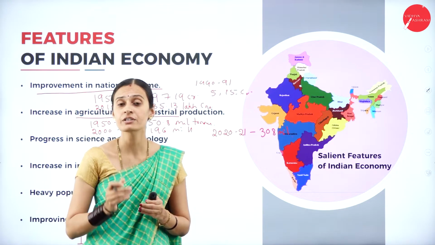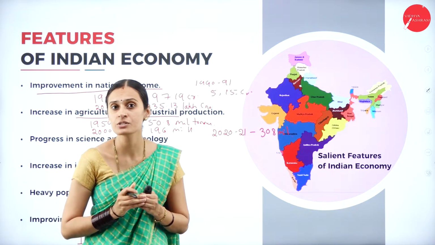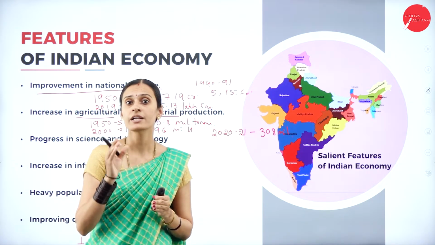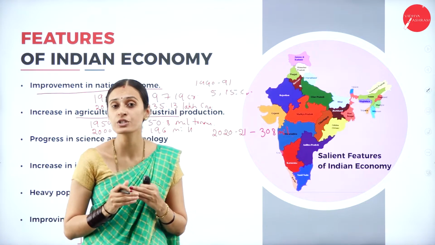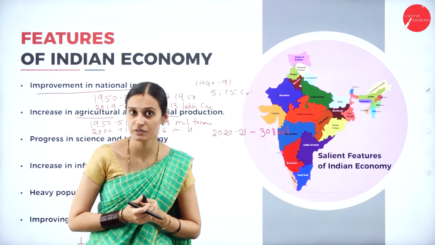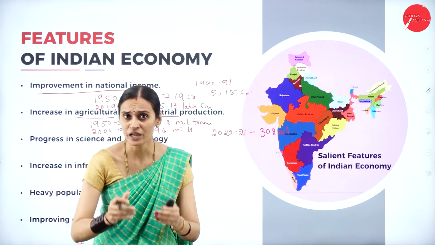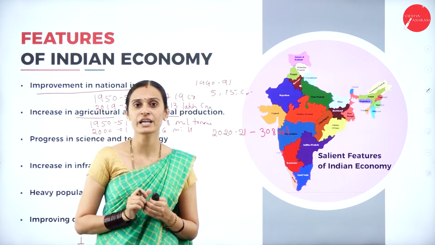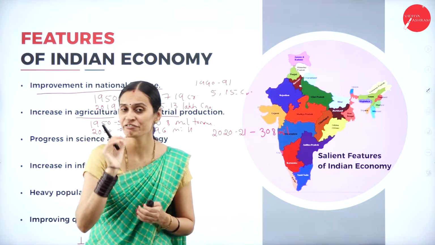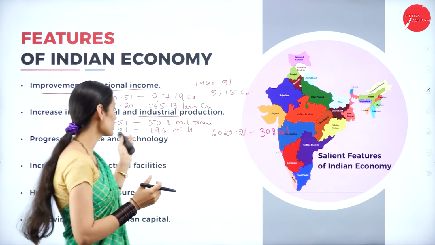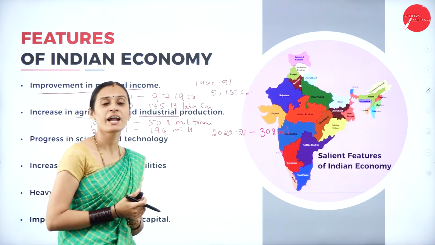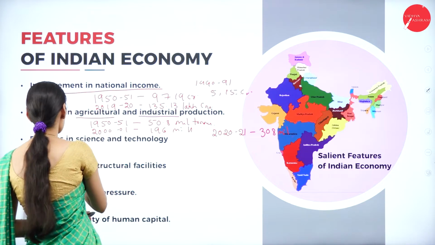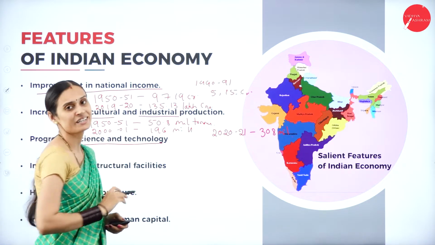And after the adoption of liberalization, many industries got liberalized, and it helped to establish new industries and attract foreign direct investment. That is why now we are improving. So this is one of the important features of the Indian economy: improving industrial and agricultural production. And next, another one: progress in science and technology.